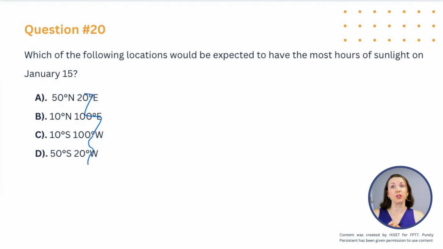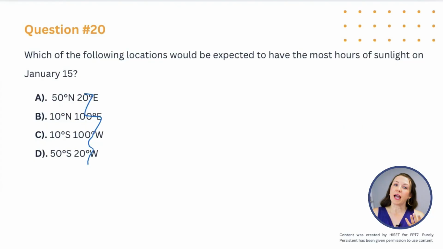Okay, so now we're just looking at north and south. So think about what you already know. If you're located in the United States like I am, January 15th is winter. And I know that in the winter, I do not have very much sunlight. It's very dark in the winter. And that's because I'm in the Northern Hemisphere. So that would eliminate A and B in the Northern Hemisphere because January 15th up here is winter.